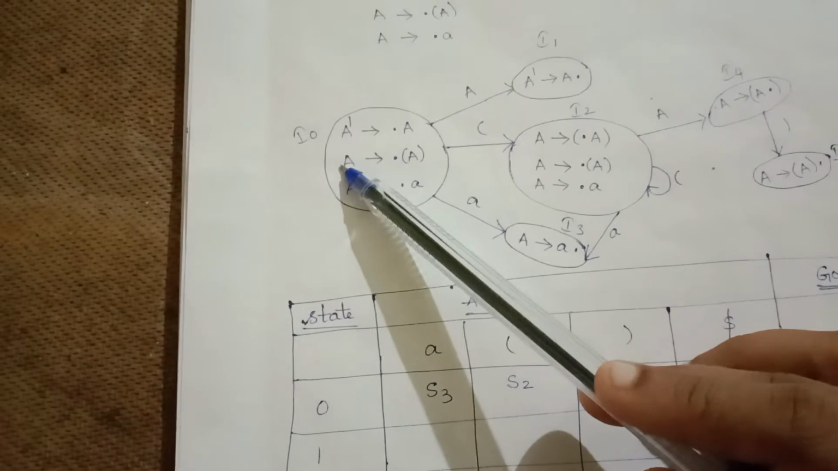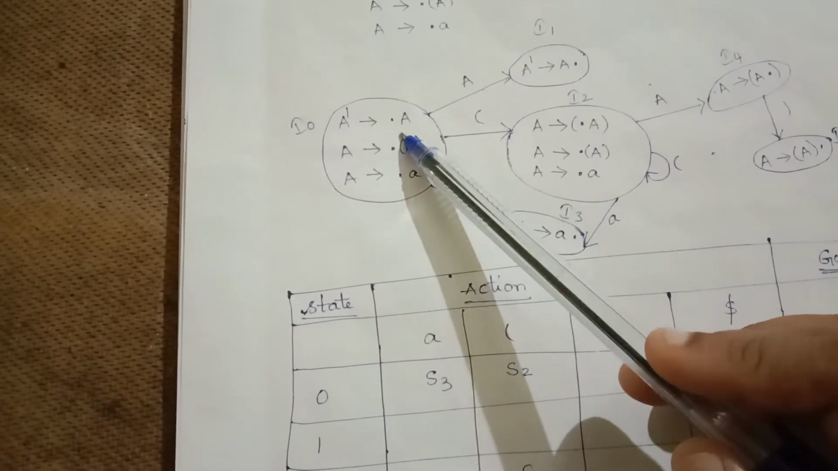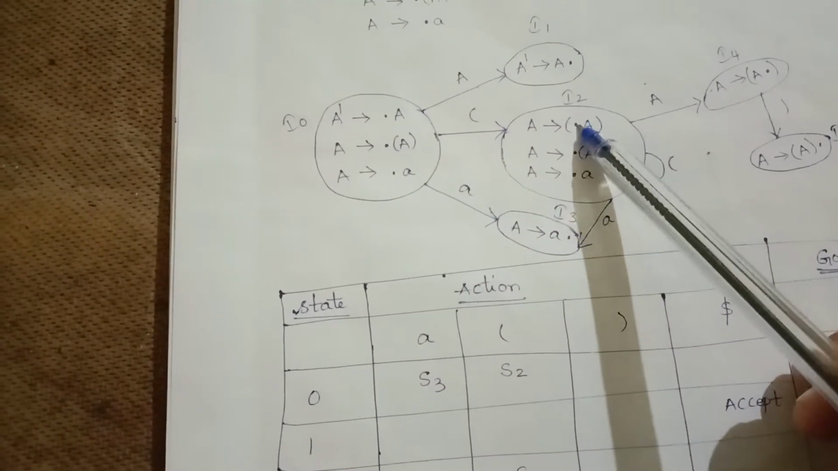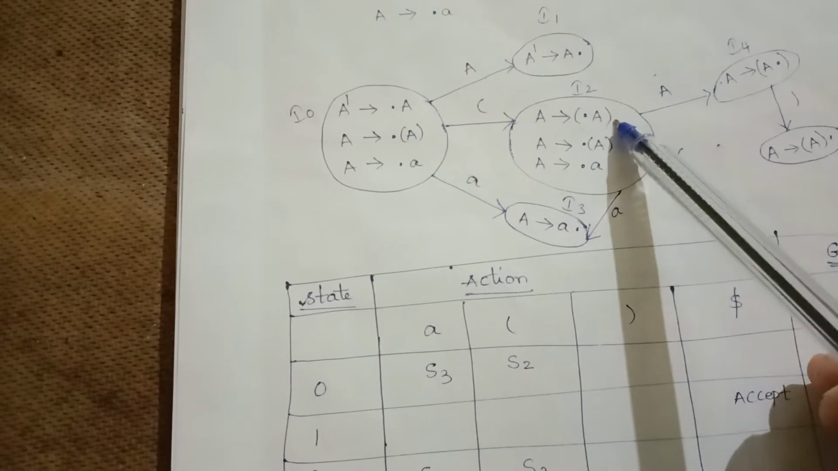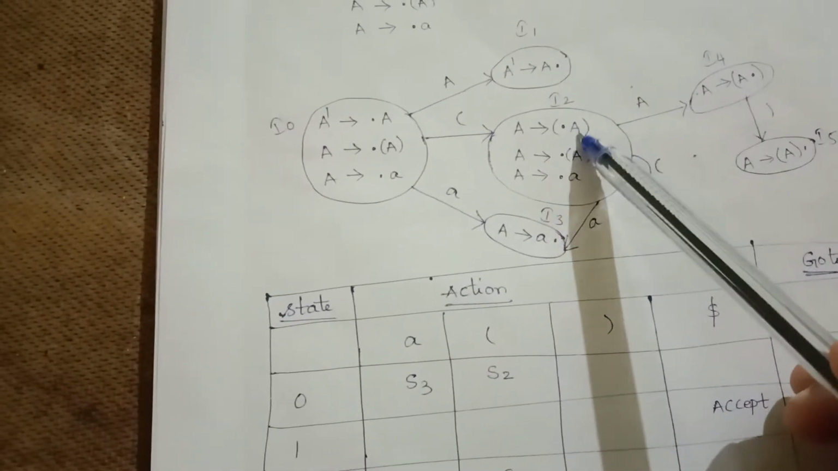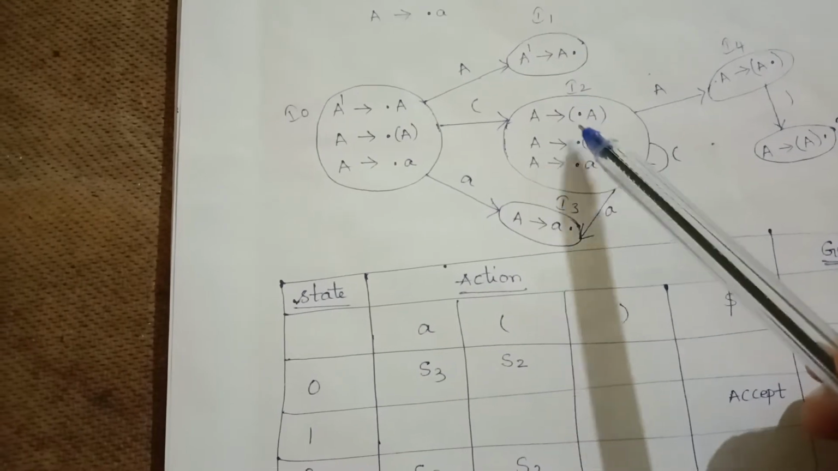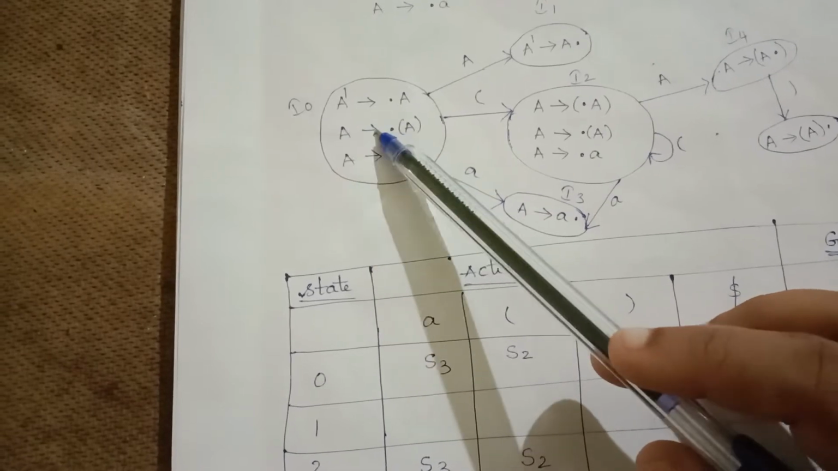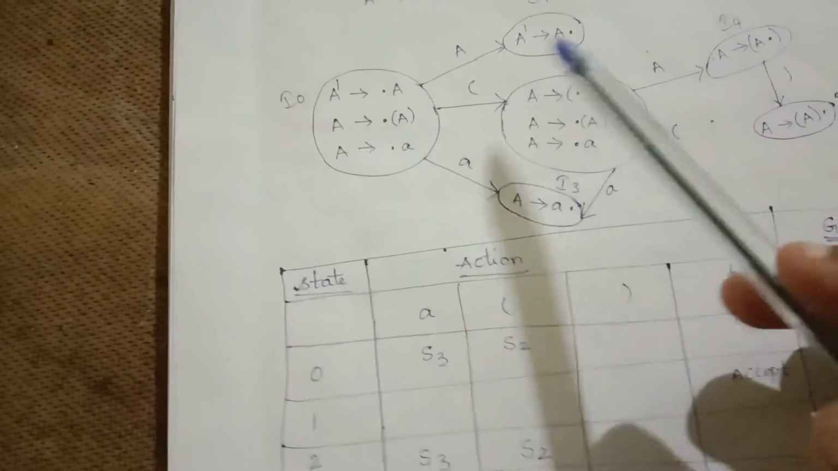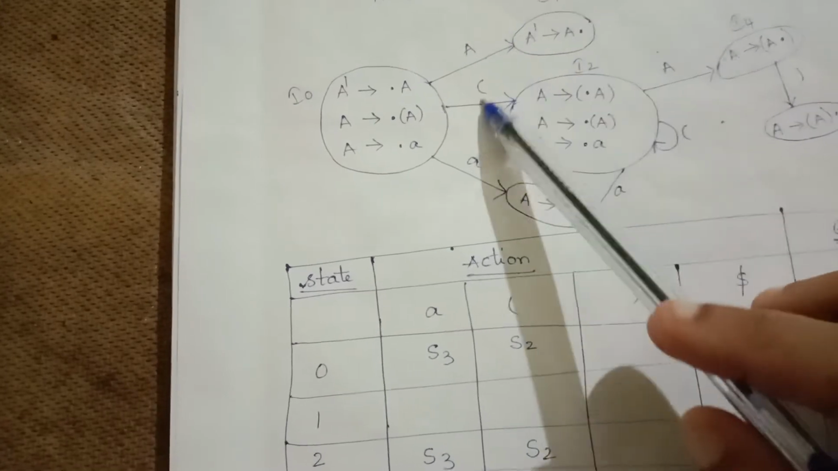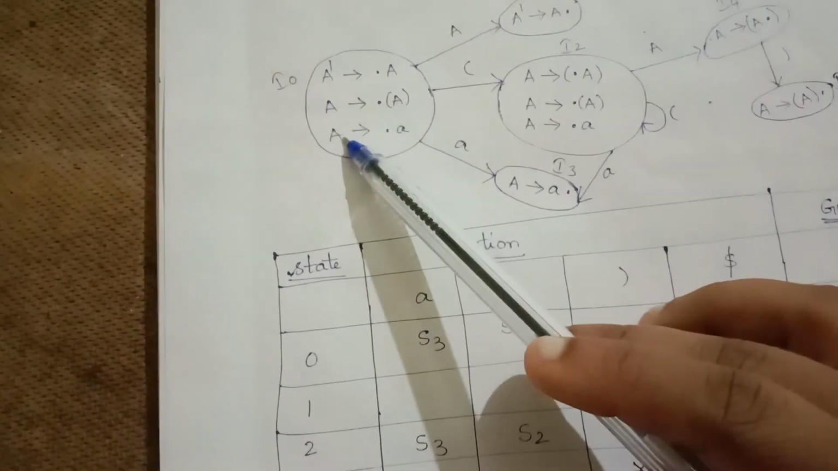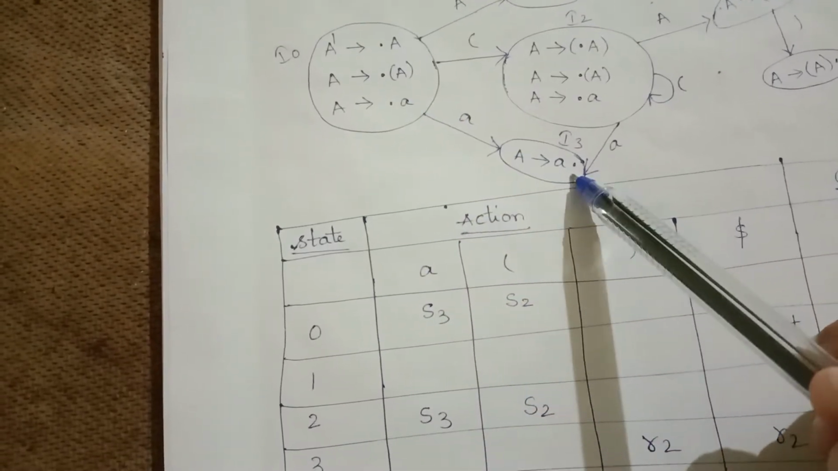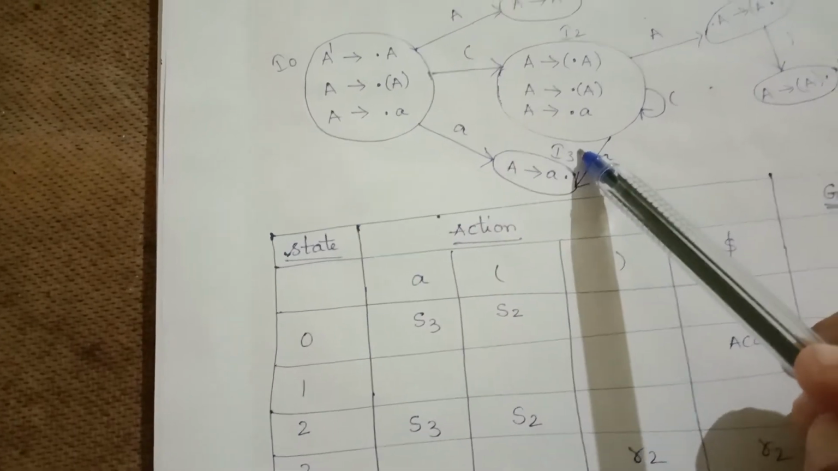Now I naught on symbol left parenthesis becomes A tends to left parenthesis dot A right parenthesis. After the dot, if we have a non-terminal, then we need to write all the productions of that non-terminal. So for this we have productions A tends to dot A and A tends to dot (A), that also you need to write here, and this I am considering as state I2. Next, I naught on symbol A becomes A tends to A dot, and this I am considering as state I3.